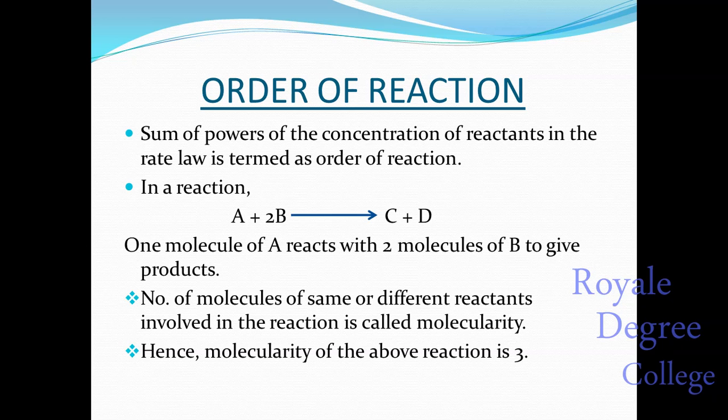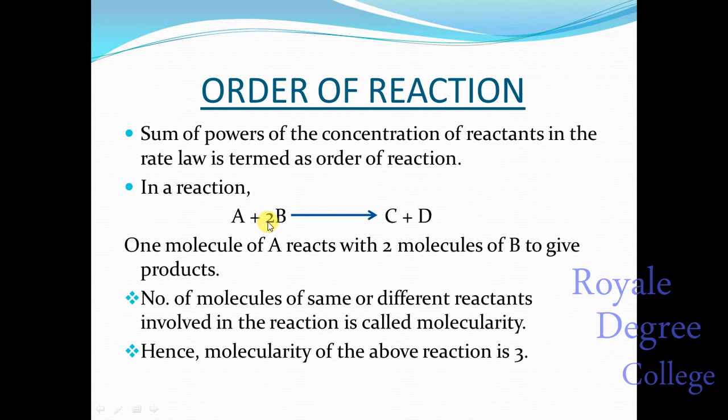What is order of reaction? Sum of powers of the concentration of reactants in the rate law is termed as order of reaction. See the reaction here, A plus 2B. These two are the reactants. They are reacting, and as a result we are getting the product C plus D. So one molecule of A reacts with two molecules of B to give products.